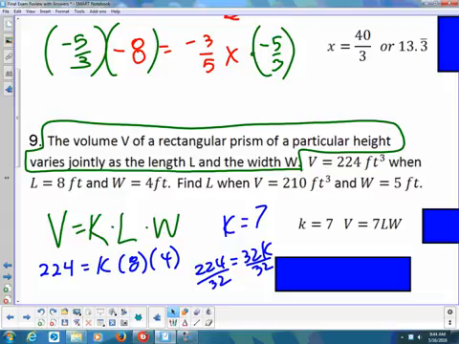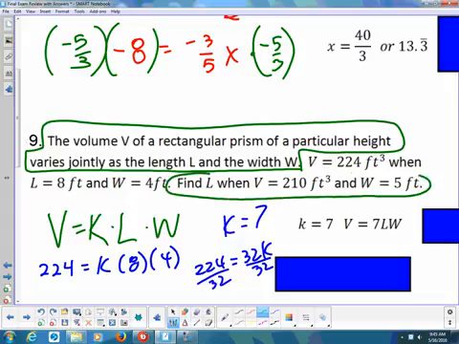With that in mind, we're ready to answer the question, which is right here. Find the length when the volume equals 210 and the width equals 5. So I'm going to plug in 210 here for V, and I'm going to plug in 5 right here for W, and I'm going to solve for L. Patrick's okay? What'd you get for your answer?